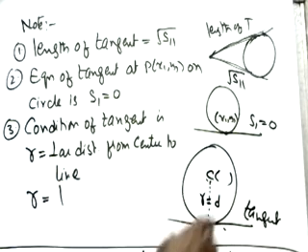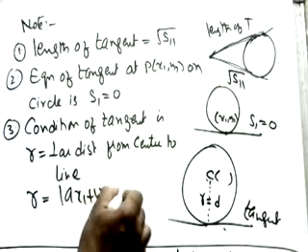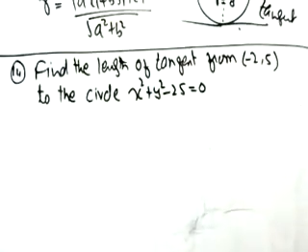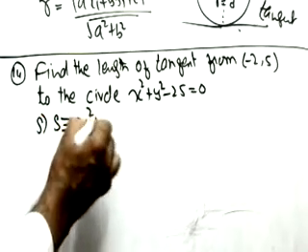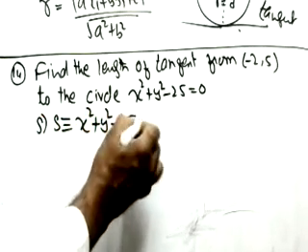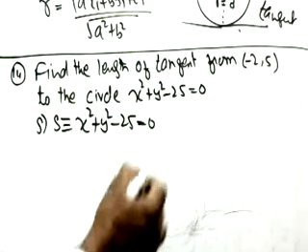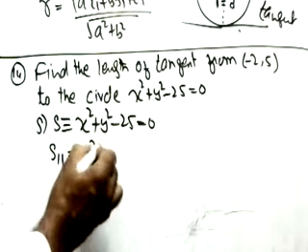So we know what the radius is. For the perpendicular distance from a point to a line, we know the formula is (ax1 plus by1 plus c) by under root of a square plus b square. Now let me do one question on this. Find the length of the tangent from the point to the circle. Let me denote the circle by x square plus y square minus 25 equals 0. Now what is the length of tangent? Root of S11. Let me first write S11.